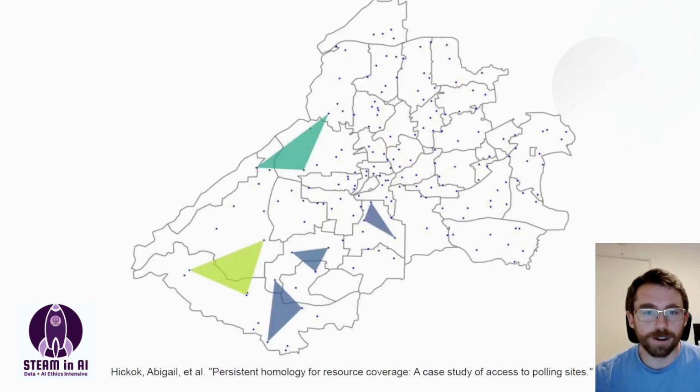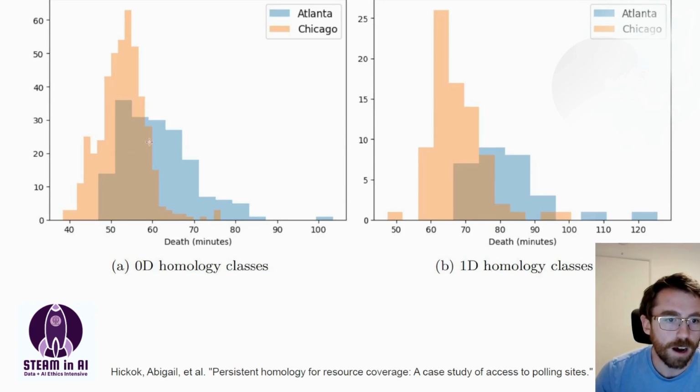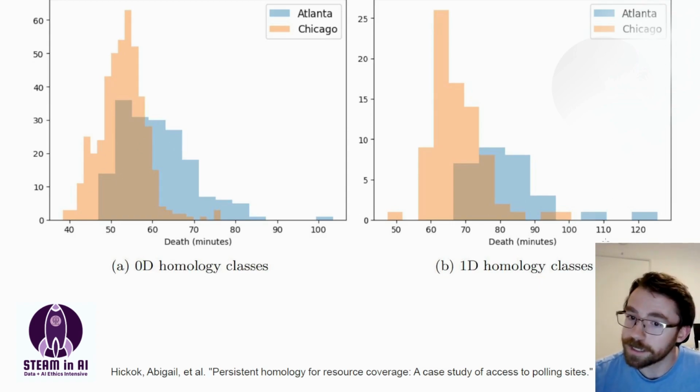Actually, you can sit down and do this for Atlanta, and you can see that here are 5 of the worst regions for election polling site coverage. And indeed, if you compare Atlanta to Chicago, you can see that Atlanta's far worse off, that the wait times, on average, are quite a bit larger, sometimes going up into multiple hours for Atlanta.